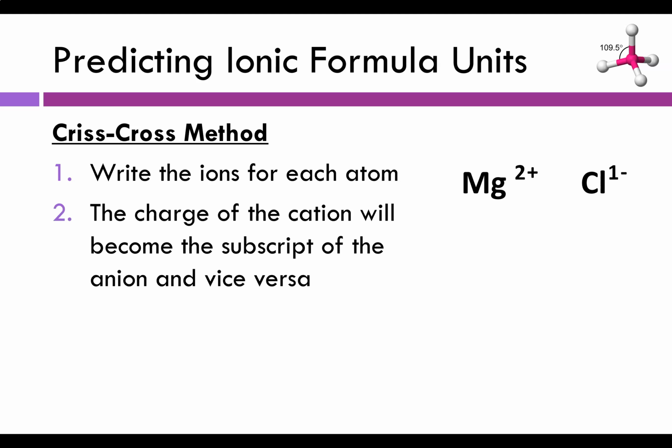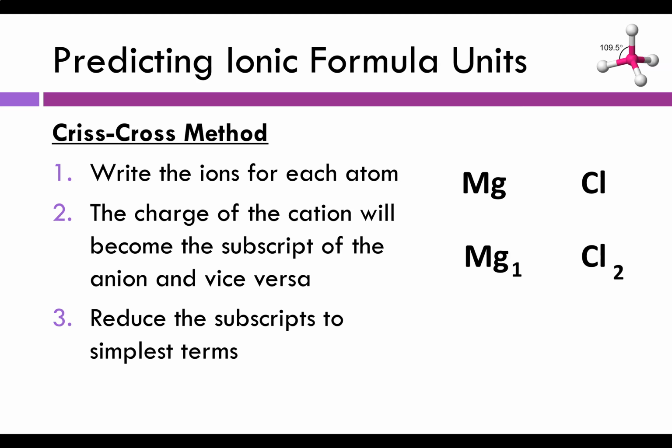It's called the crisscross method because the charge of the cation becomes the subscript of the anion, and vice versa. The charge of the anion becomes the subscript of the cation. We don't take the plus and minus with us, but we do take the number. So just to show you, we'd take that 2, crisscross it over to the Cl. We'll take that 1, crisscross it over to the Mg. This is telling us the ratio of magnesium to chloride ions.